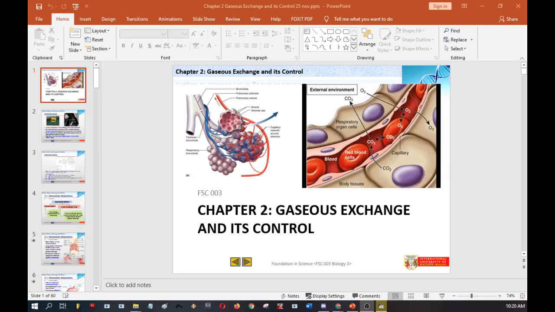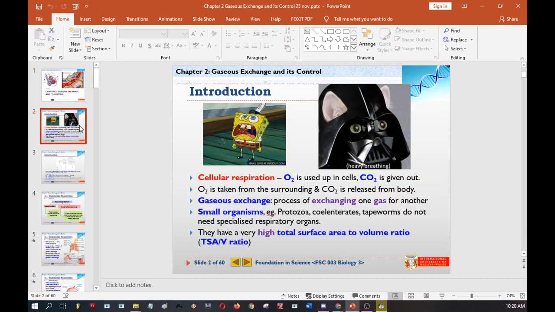Alright, today we're going to learn about gaseous exchange and its control. In cellular respiration, we use O2 and then we release CO2. So we are using O2 so that we can respire. O2 is needed by the mitochondria to release energy.